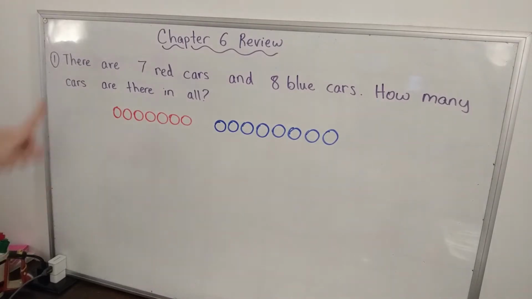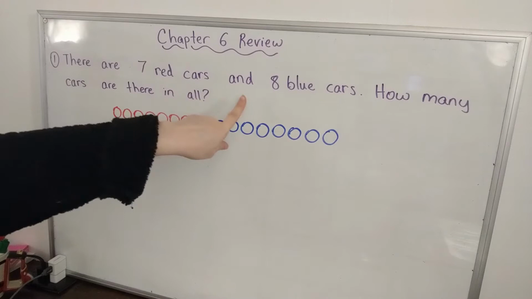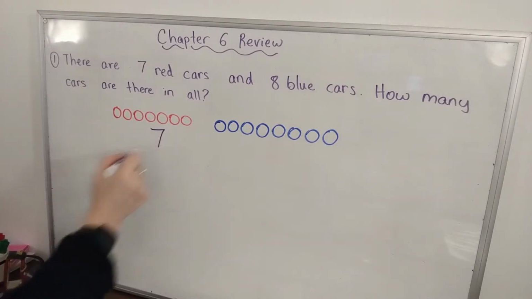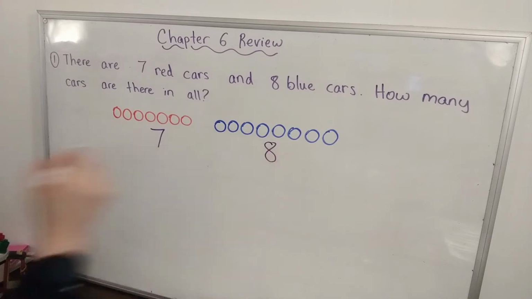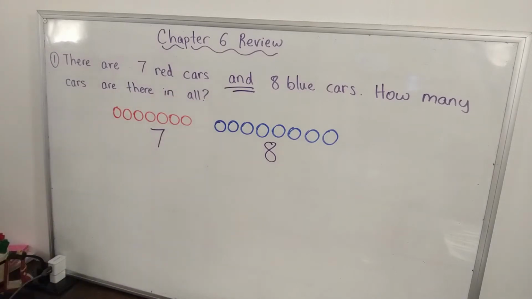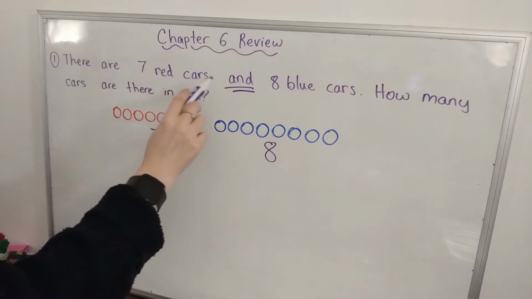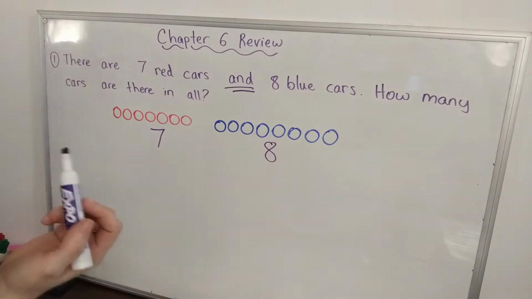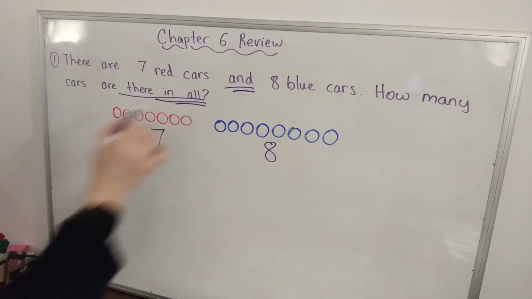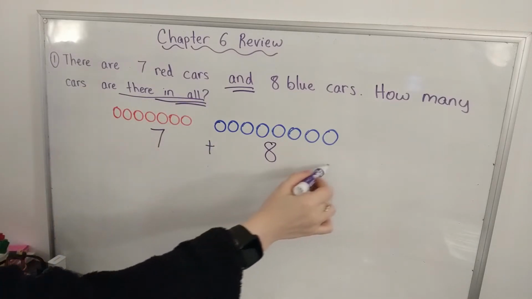The first question says, there are 7 red cars and 8 blue cars. How many cars are there in all? Here's our 7 red cars and 8 blue cars. What do you think we're going to do? You are right, we're going to add. How did you know we were going to add? I knew because of this word and, because it said there are 7 red cars and 8 blue cars. And also it asked us how many cars are there in all. There's our keywords. So we're going to add 7 plus 8.